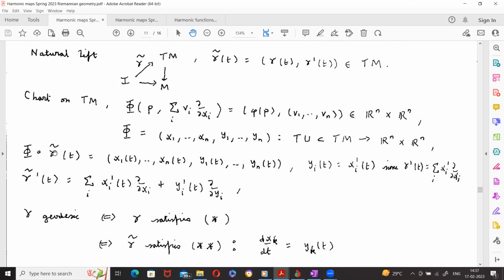So if I look at this curve gamma tilde and apply this chart capital Phi to it, I'll get 2n functions, x_1(t) to x_n(t), and y_1(t) up to y_n(t). And these y_1 to y_n are the coefficients of del/del x_i, right? So for gamma tilde, the vector is gamma prime(t), which will be sum of x_i prime(t) del/del x_i. That means that the y_i(t) will be x_i prime(t), right? Because gamma prime(t) is sum of x_i prime del/del x_i. Okay, so let me stop this session and start a new one.